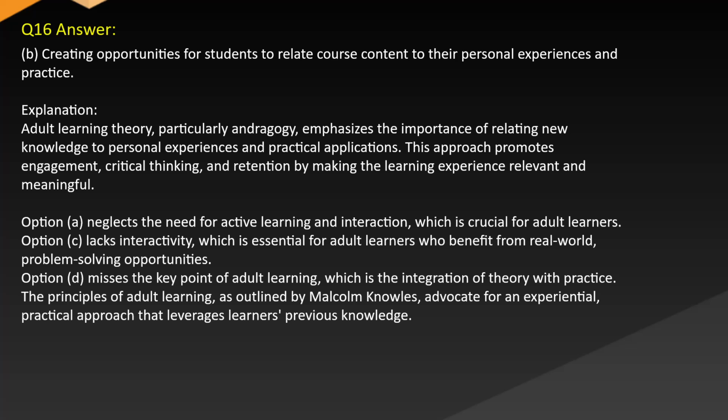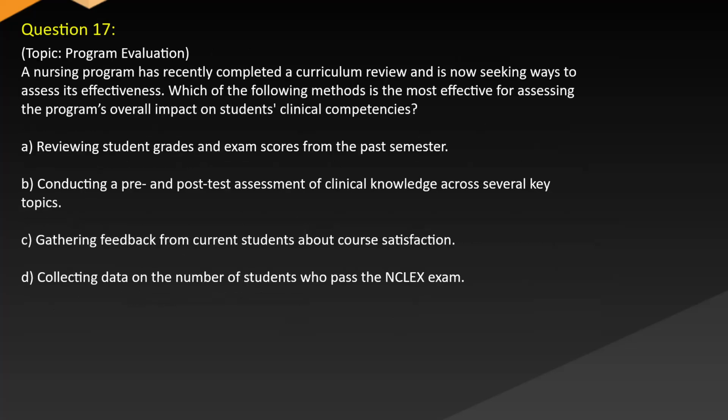Option A neglects the need for active learning and interaction, which is crucial for adult learners. Option C lacks interactivity, which is essential for adult learners who benefit from real-world problem-solving opportunities. Option D misses the key point of adult learning, which is the integration of theory with practice. The principles of adult learning, as outlined by Malcolm Knowles, advocate for an experiential, practical approach that leverages learners' previous knowledge.